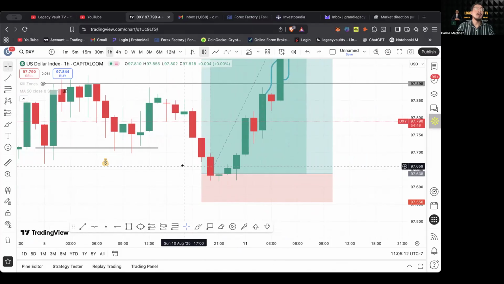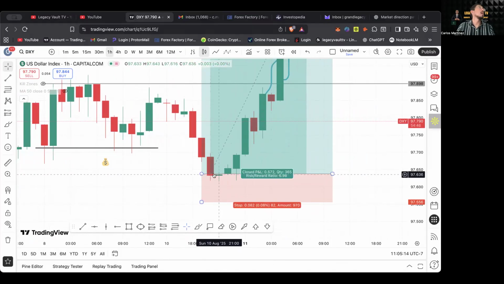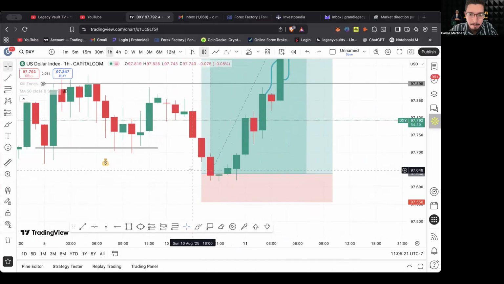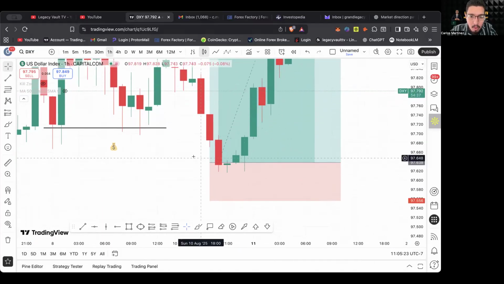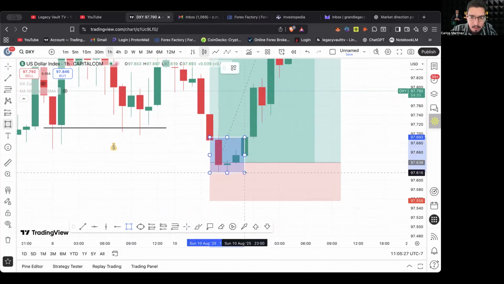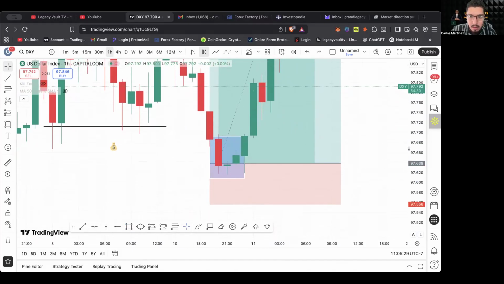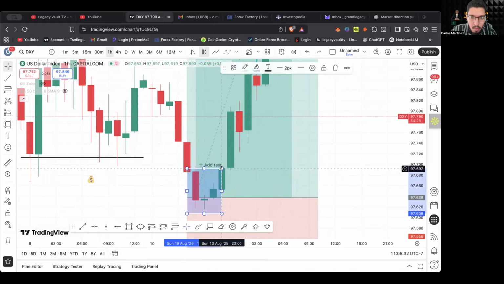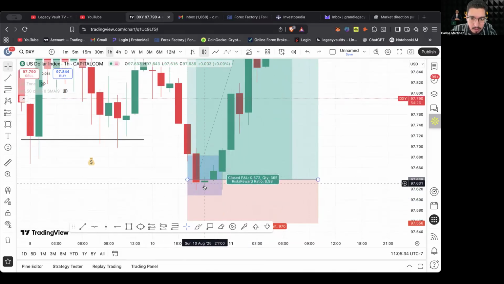This could be considered a morning star. Yeah, this is a morning star right here. So when you see this candle, this doji candle right here, it's a reversal to the upside.